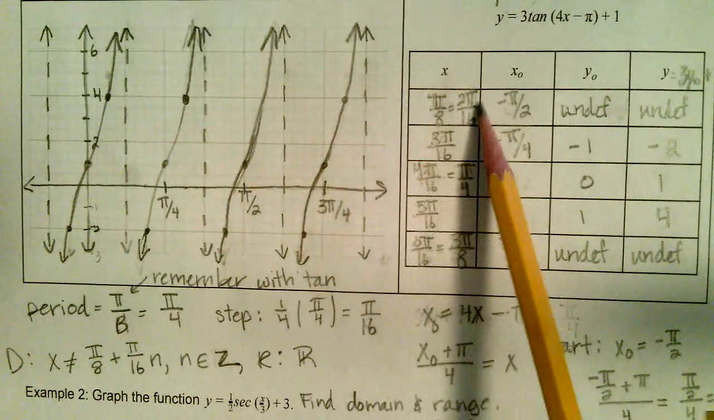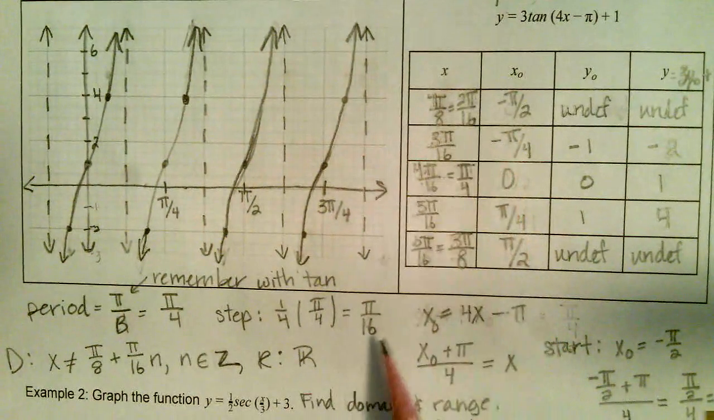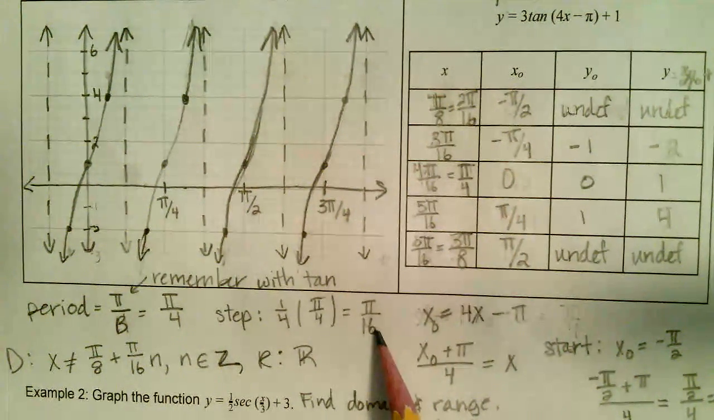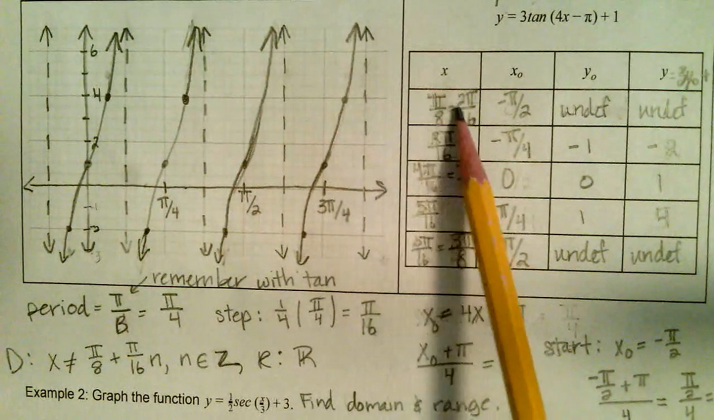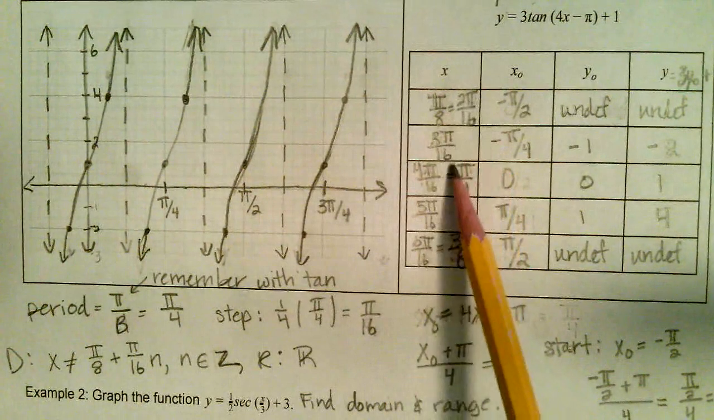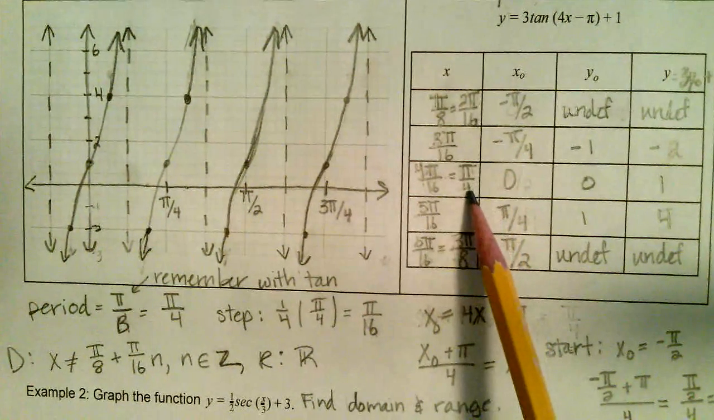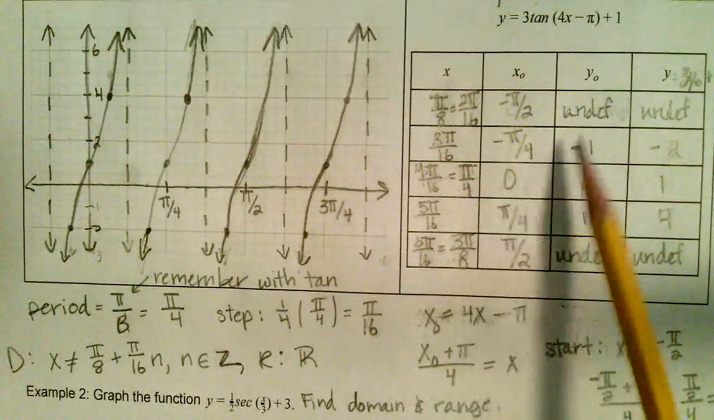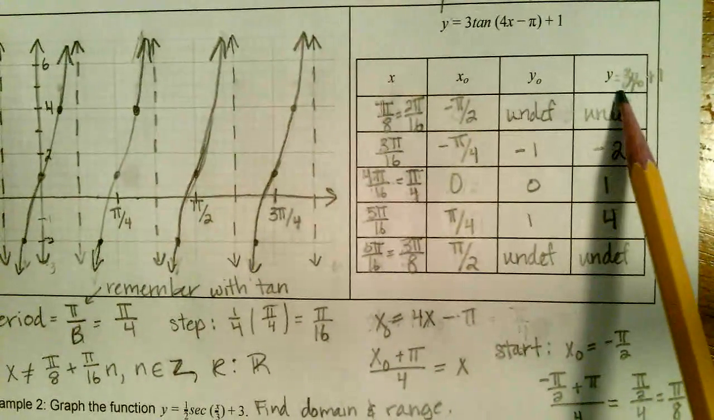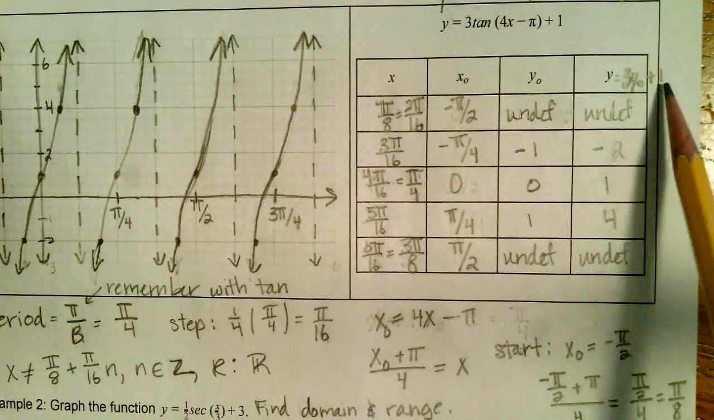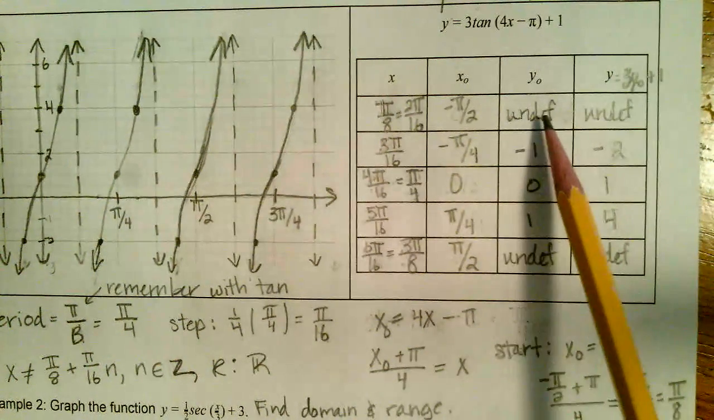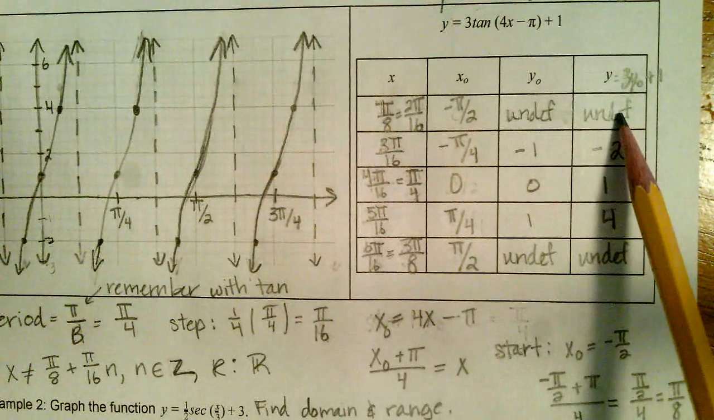Okay, so I did this in my table, pi over 8. The reason I wrote this in terms of sixteenths is because that's my step, so I just did that to make life a little easier for myself. I went up by pi over 16 and simplified whenever I could. And then I did the same transformation as we did before. My y is now going to be 3 times my original y plus 1. Anytime I multiply something that's undefined by a number, I still get undefined.